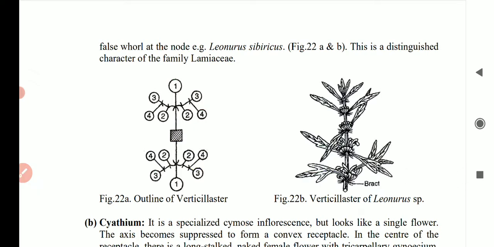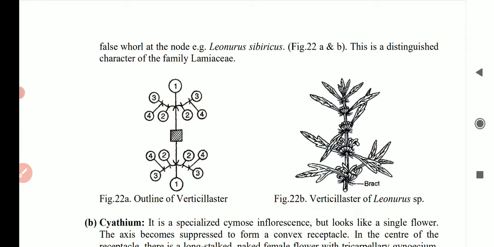Okay, so this is found only in the family Lamiaceae. This is what is special about the Lamiaceae family: they have the verticillaster inflorescence. Next semester you'll be studying the family Lamiaceae. So try to remember that only Lamiaceae has verticillaster, and only Asteraceae has which kind of inflorescence? The head. Remember, the head, or the anthodium, or the capitulum.